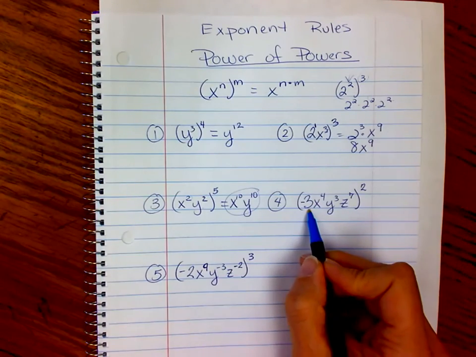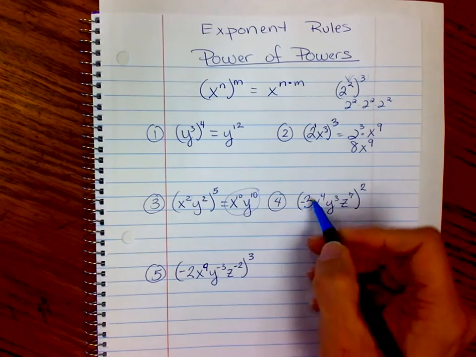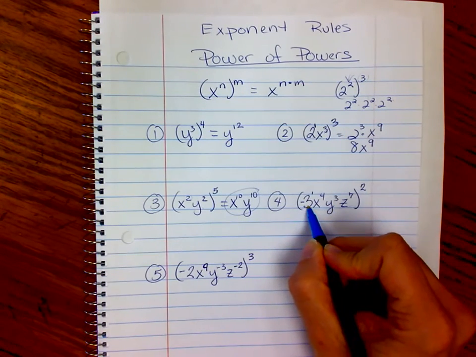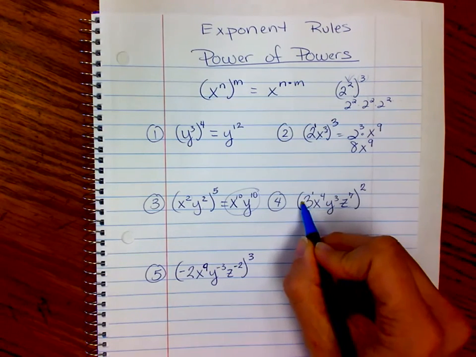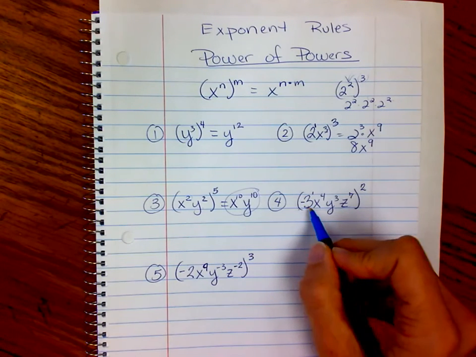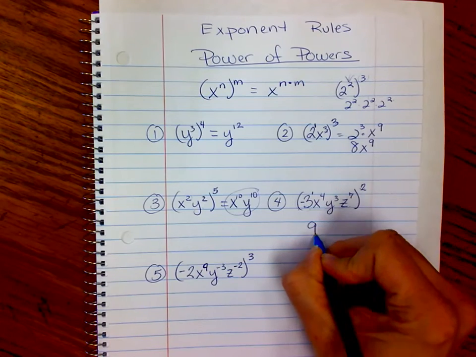Okay, I have another coefficient. So remember, I have to square everything, including the coefficients. Put a little 1 there. So it's negative 3 squared. Now the negative is inside this parenthesis. So when you square a negative, a negative times a negative is a positive. So 3 squared is 9.